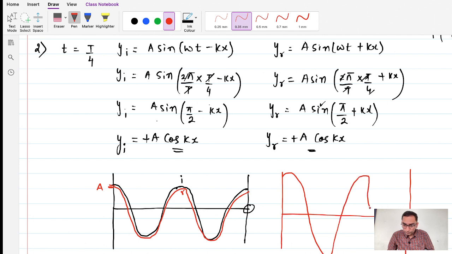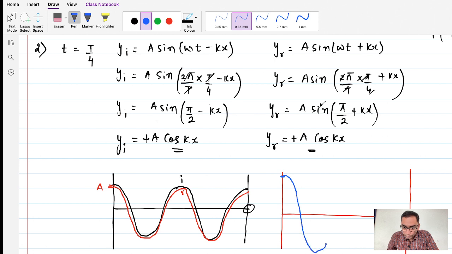Oh, please pardon my drawing, right, like this one. Let me try to draw it better. Let me use another color. So this is my one wave and this is my another wave. This is the resultant, but this is at time is equal to t by 4.